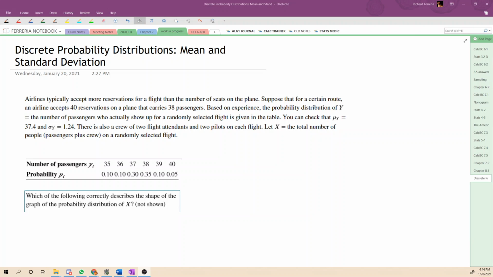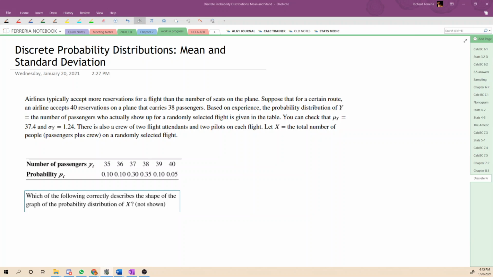So here's the problem. Airlines typically accept more reservations for a flight than the number of seats on the plane. Suppose that on a certain route, the airline accepts 40 reservations on a plane that carries 38 passengers. Based on experience, the probability distribution y equals the number of passengers who actually show up for a randomly selected flight is given in the table. You can check that mu of y is equal to 37.4 and sigma of y is equal to 1.24.